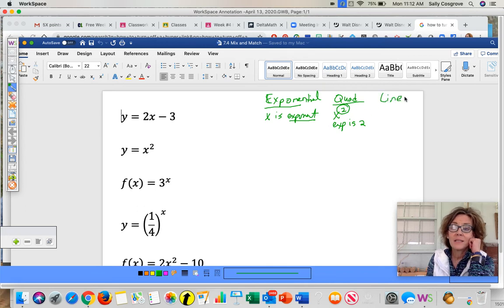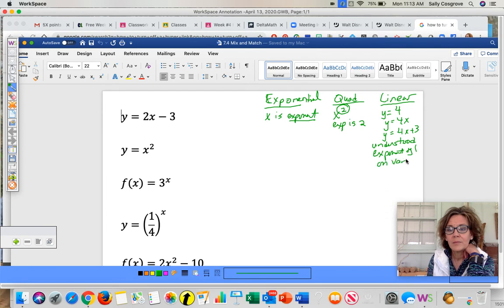How do we know if it's linear? There is no visible exponent. So you might see y equals 4, you might see y equals 4x, you might see y equals 4x plus 3. So you might see y equals 4, that would be a horizontal constant. You might see y equals 4x, you might see y equals 4x plus 3, but what? You have an understood exponent of 1 on the variable.